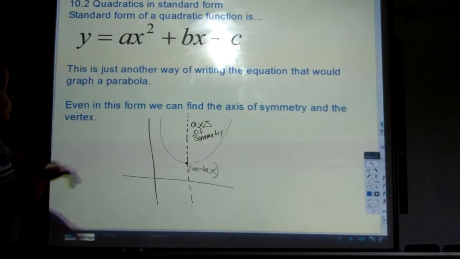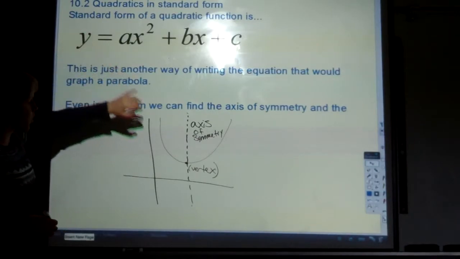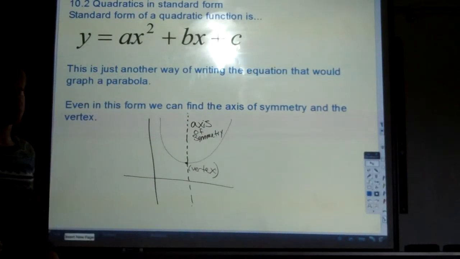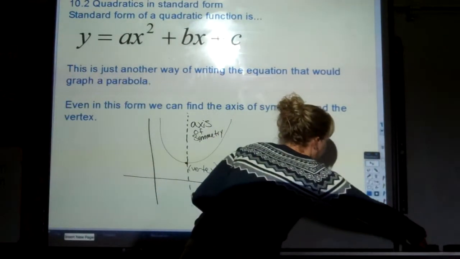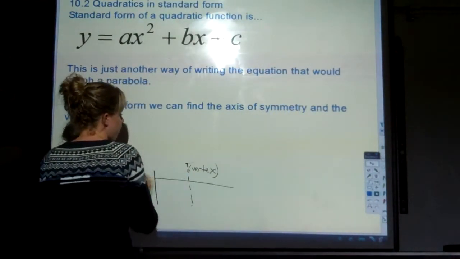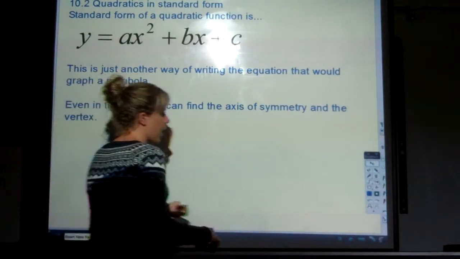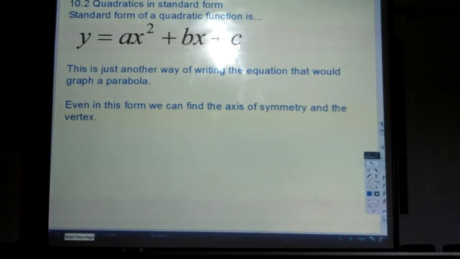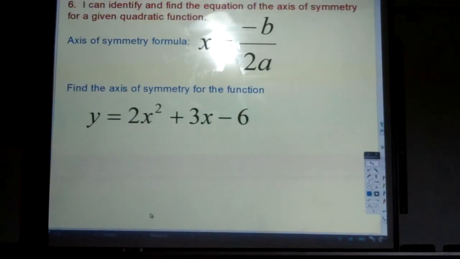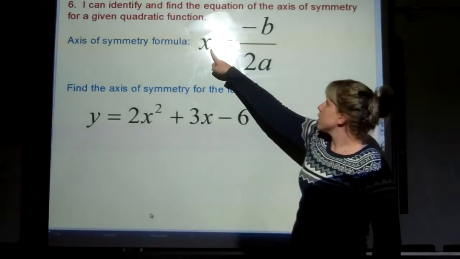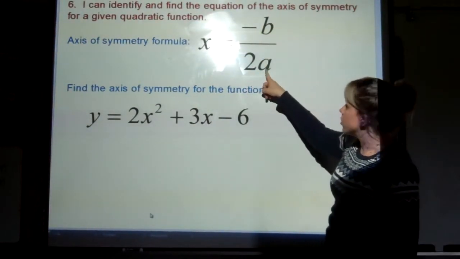So, even in this standard form of a quadratic function, we can still find the vertex and the axis of symmetry. Now, when we find these two things, we want to be as accurate as possible. So, we have a formula that will find us exactly the place where the axis of symmetry exists. The formula for the axis of symmetry is x equals negative b over 2a.